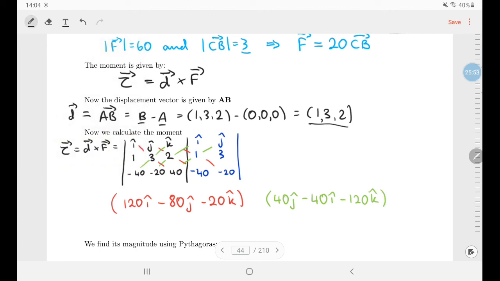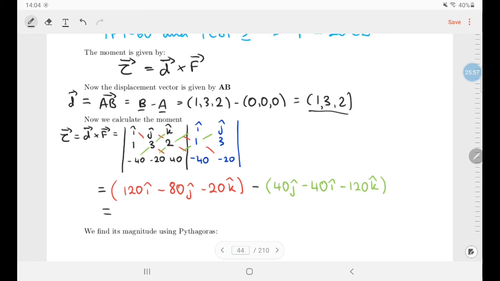And so we're going to find the torque. So careful to do I's with I's, J's with J's. So 120I plus 40I is 160I. Minus 80J minus 40J is minus 120J. And finally, minus 20K plus 120K, which is 100K.